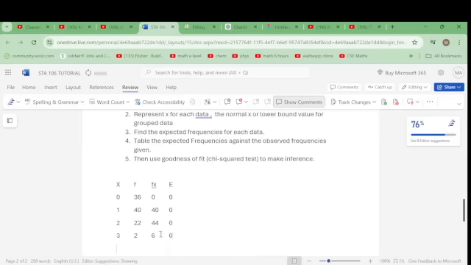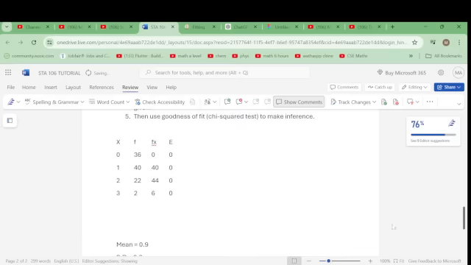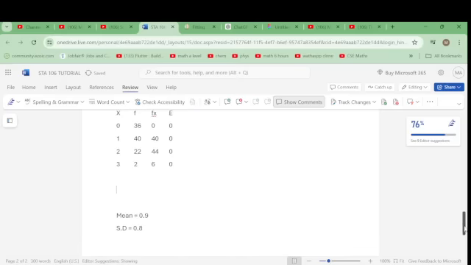You will now make another table. Do you get me? So the table will look something like this: the expected frequency and the frequency that you were given, the observed frequency. Do you see now? The expected frequency, we have not done it, so we put 0 for everything.